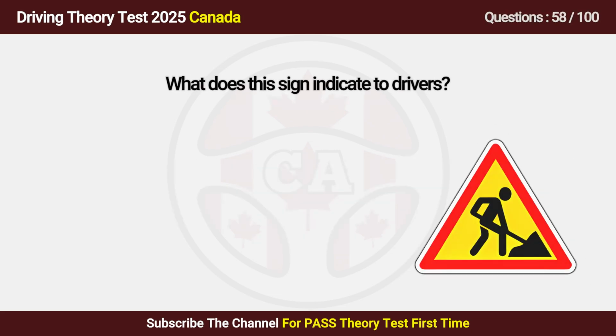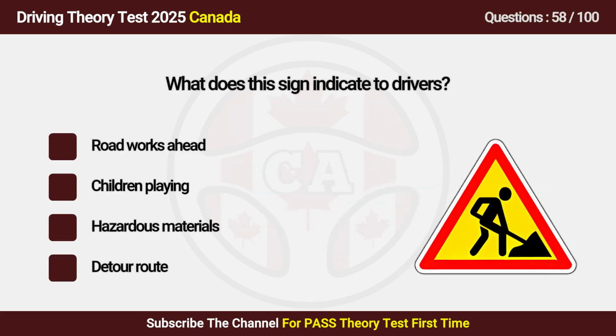Question 58. What does this sign indicate to drivers? A. Road works ahead. B. Children playing. C. Hazardous materials. D. Detour route.